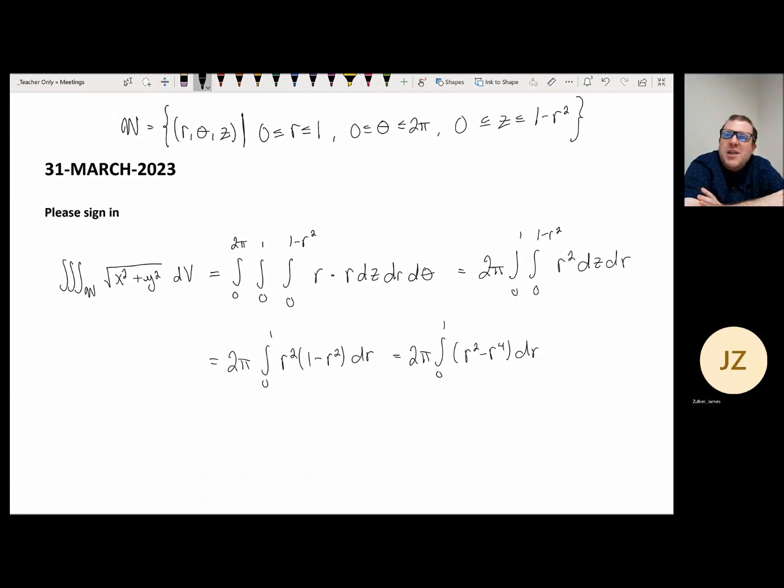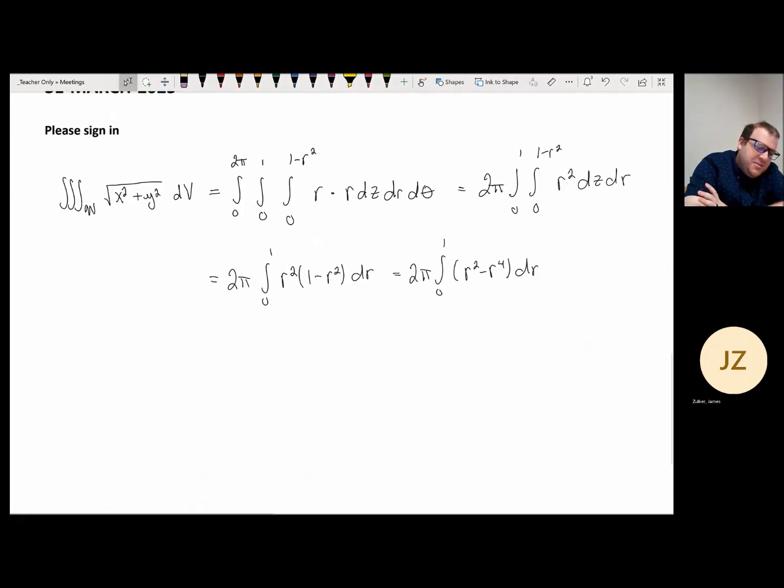That integral is going to be the most work we have to do in the evaluation, and it's really not that much work. R cubed over 3 from 0 to 1 is a third. R to the 5th over 5 from 0 to 1 is just a fifth. Five minus 3 is 2, times that 2 pi over 15. There's the integral.